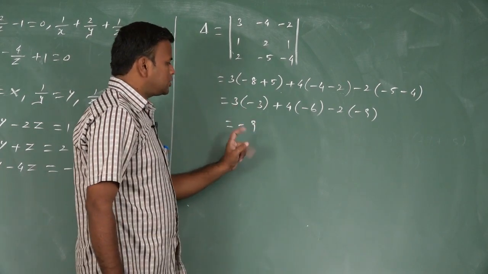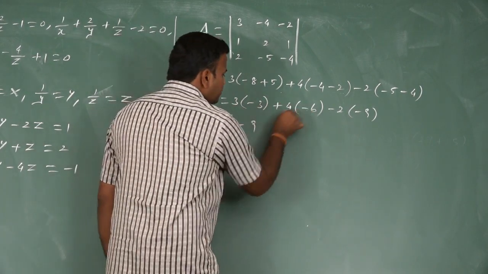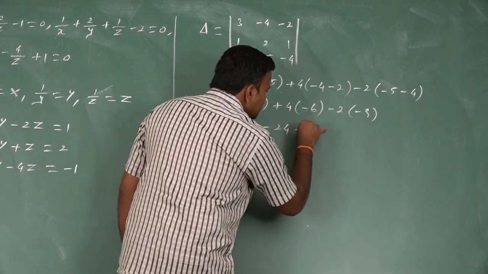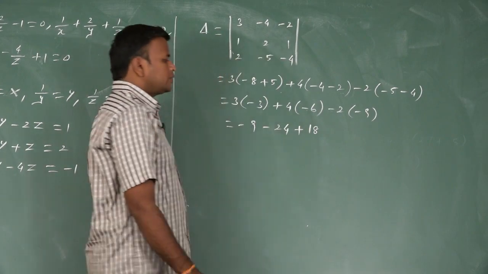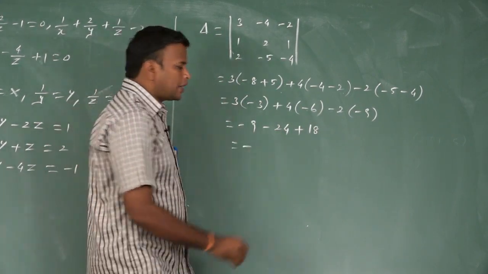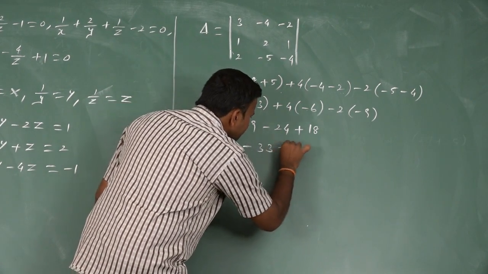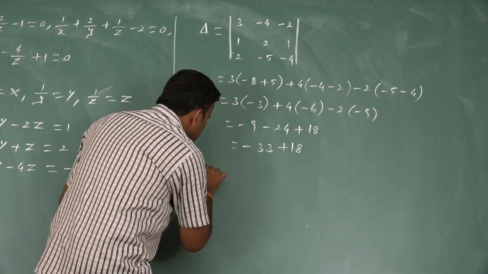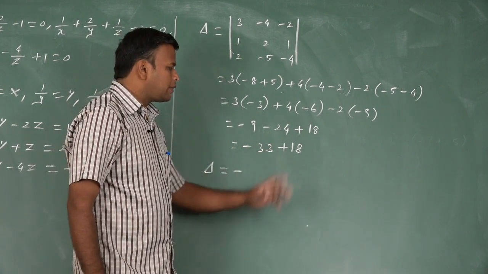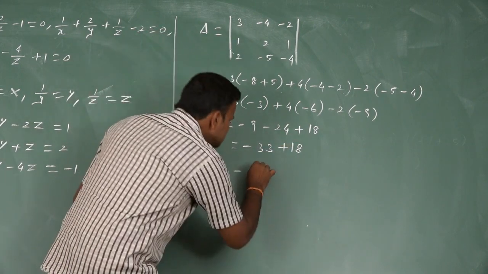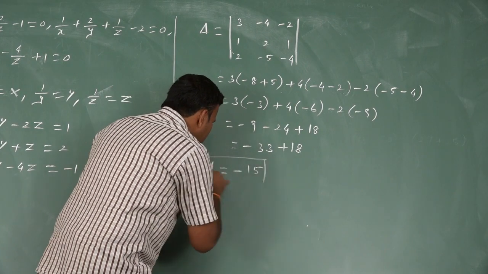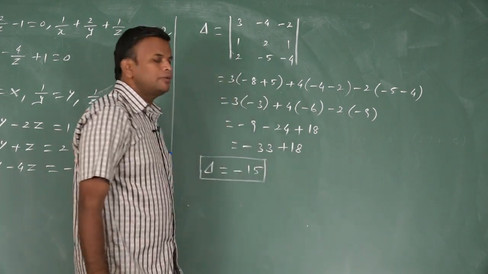3 into minus 3 is minus 9. Plus into minus is minus, 4 6s are 24. Minus into minus is plus, 9 2s are 18. Minus 9 minus 24 is a minus 33 plus 18. So the value of del is minus 33 plus 18. 33 minus 18 is 15. So the value of del is equal to minus 15.